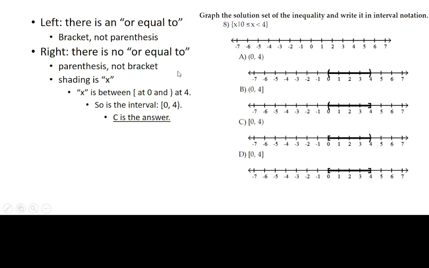So x, the shading, is between a bracket at 0 and a parenthesis at 4. The interval is bracket 0, 4 parenthesis. So C with this order of the answers. Your answers were likely in a different order because they were randomized.